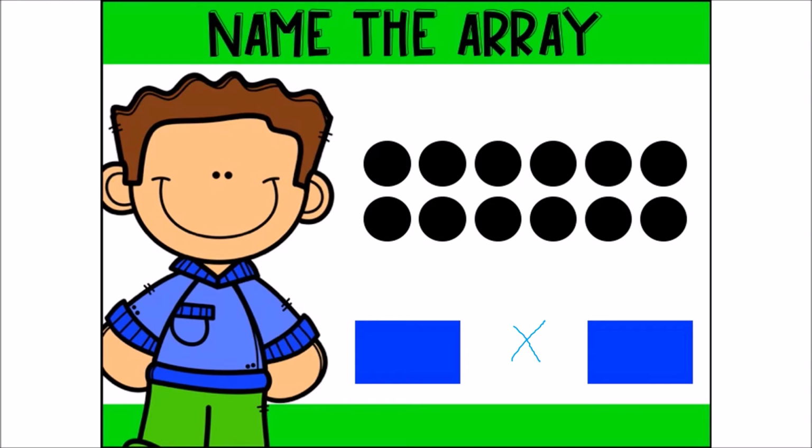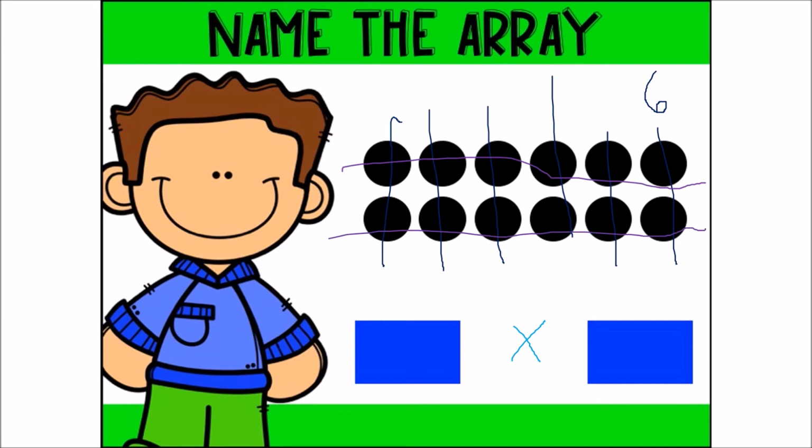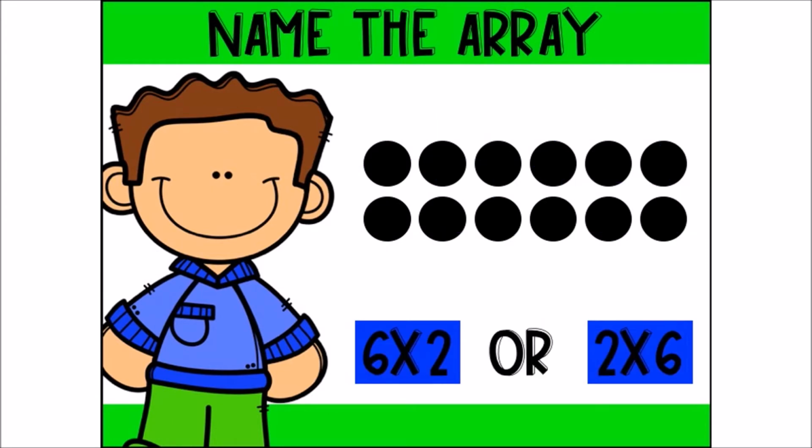When I'm counting my rows and columns, I start by counting my columns. I'm going to put a line through each one. 1, 2, 3, 4, 5, 6. So I have 6 columns. Now I'm going to count my rows, and I can put a dash through each of those. 1, 2. So if I have 2 rows and 6 columns, my problem should look like this: 2 times 6. And then I can flip it. When I flip my problem, my answer would be 6 times 2. So my 2 answers are 6 times 2 or 2 times 6.